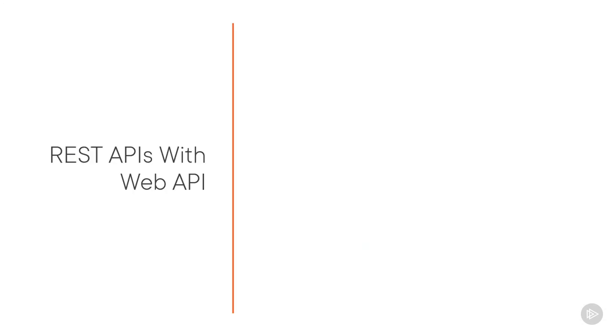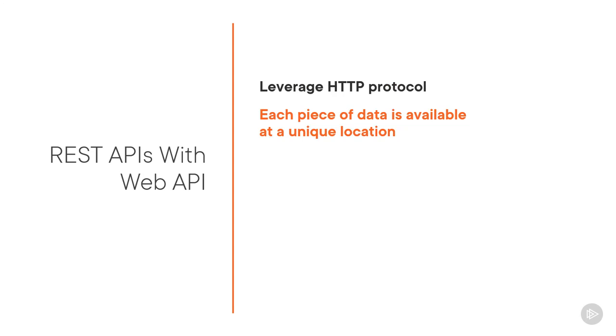Web API in ASP.NET Core enables us to write REST-based APIs, also known as RESTful APIs. Typically in a REST API, the HTTP protocol is leveraged. We use HTTP requests and responses, and each piece of data is available on a unique endpoint. A list of products, for example, could be available at /products, and a product with an ID of 1 at /product/1. We use the HTTP methods, such as get, post and put, to determine what we want to do.